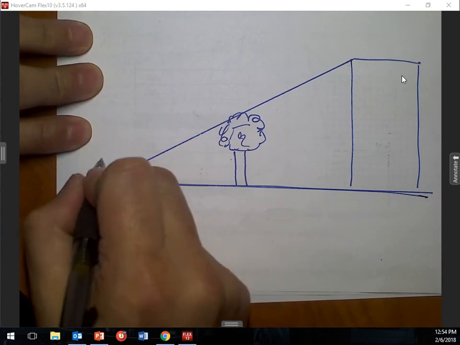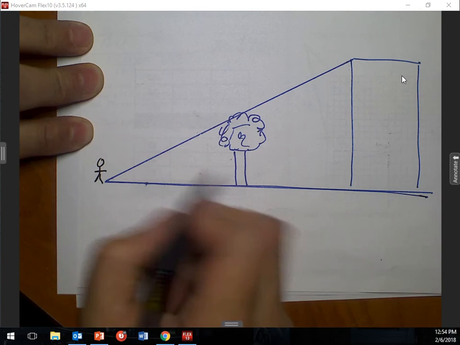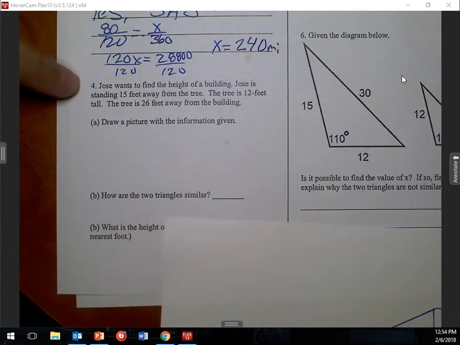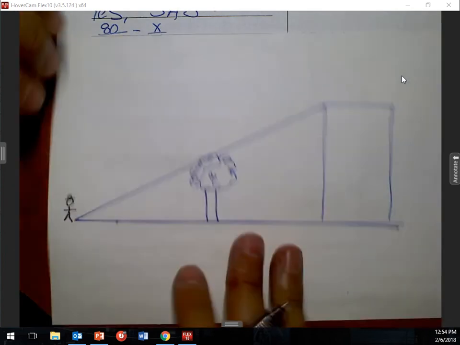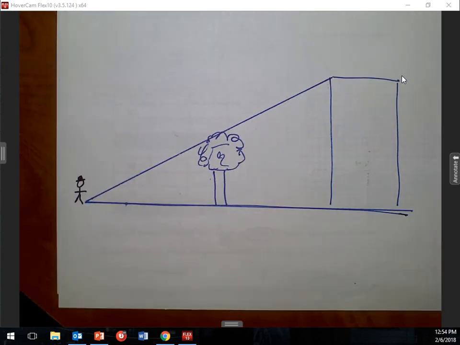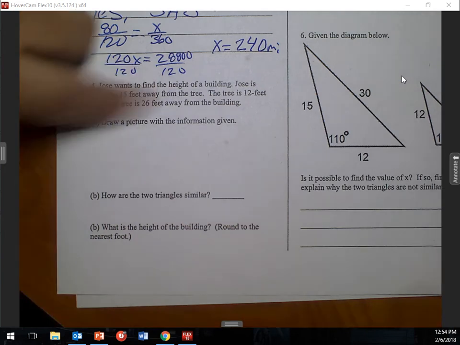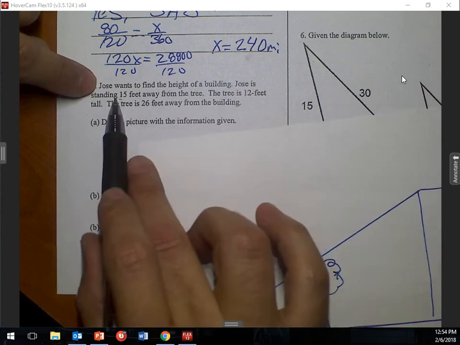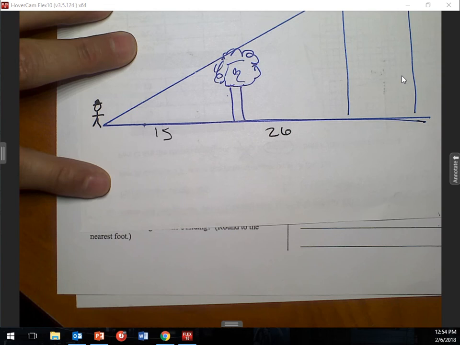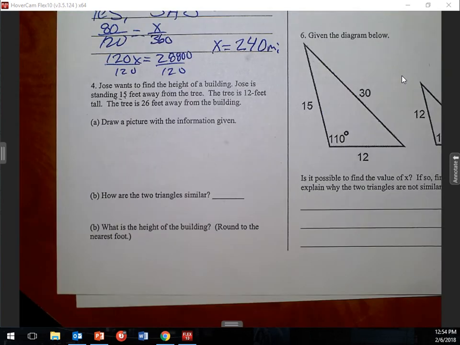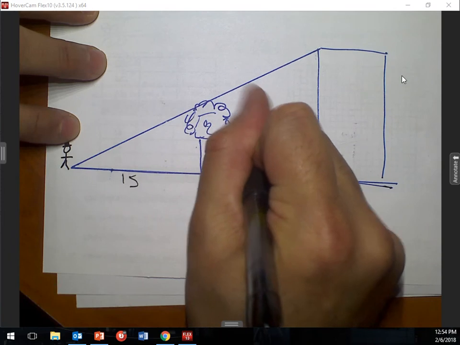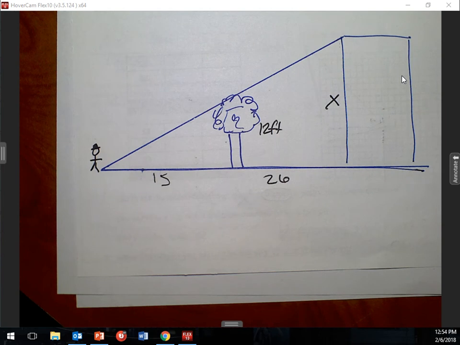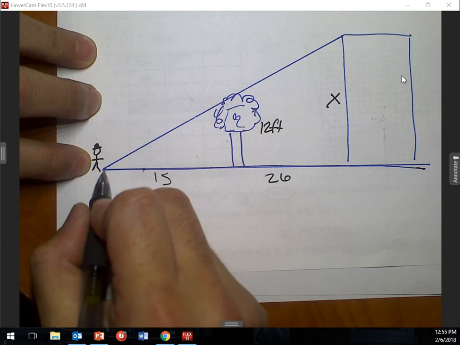So we have the person over here, and he's wearing a hat too. Why does he have to be Jose? Because it says it's Jose. So this is what everything actually means from those words. The tree is 26 feet away from the building, so 26 goes here. He is 15 feet away from the tree, so there's 15 right here. And the tree is 12 feet tall. And I'm looking for the height of the building, so I'm going to put an X right here. I know your drawing skills better be better than mine.